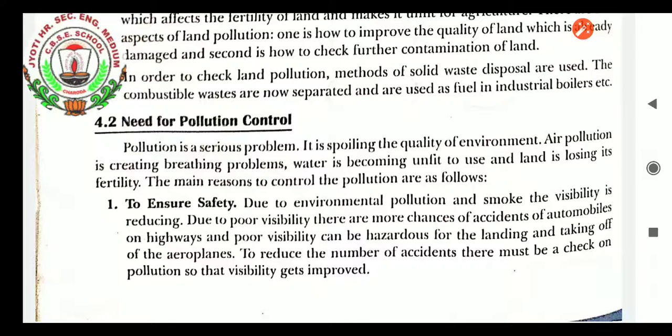Very first, to ensure safety. Definitely, the first reason why we have to control pollution is the safety of the workers. Due to environmental pollution and smoke, the visibility is reducing.